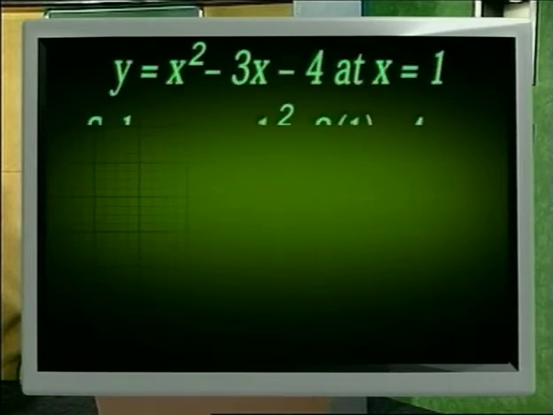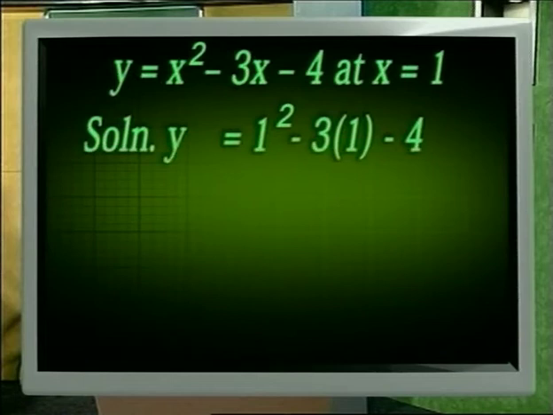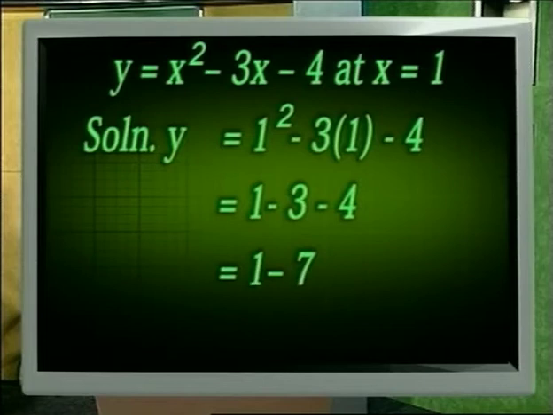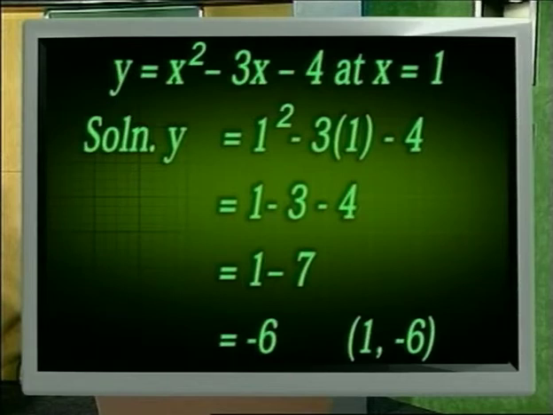Take second value, we take x is equal to 1. Placing 1 in the equation, we get 1 square minus 3 in the bracket 1 minus 4. 1 minus 3 minus 4. That gives you 1 minus 7. Answer is minus 6. So we get second coordinate 1, minus 6.